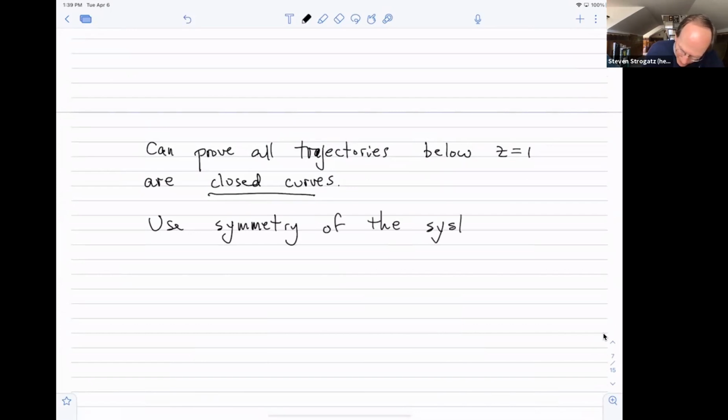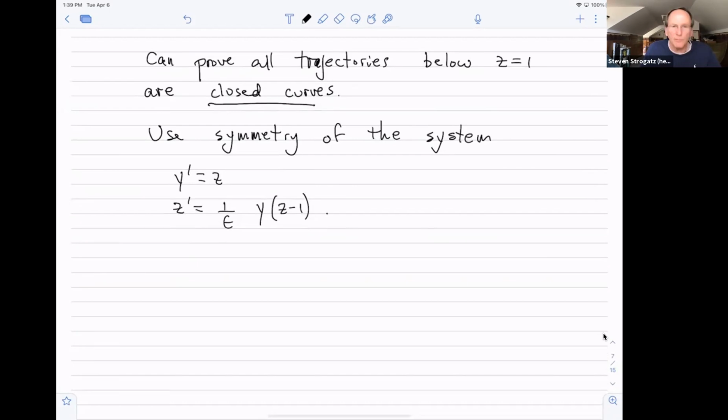So I'll write it in the phase plane style. The system was y prime is z, and z prime is 1 over epsilon, y times z minus 1. So what is the symmetry I'm referring to? Well, the computer picture's already sort of indicated what it should be.